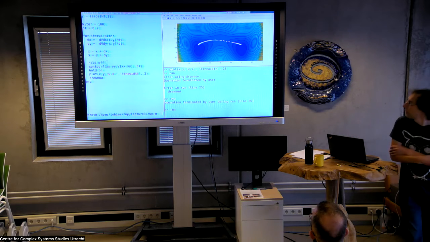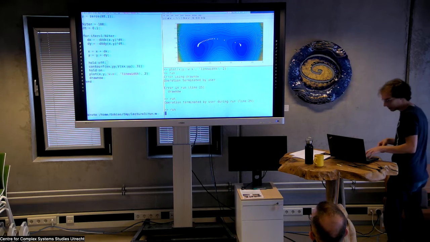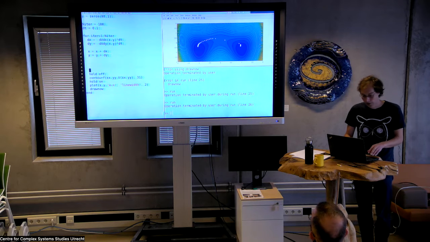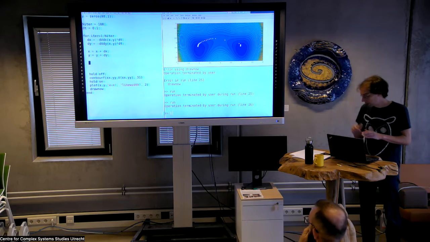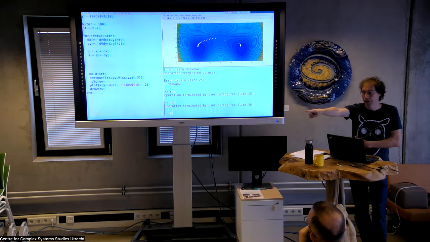Is that visible despite the noise? Yeah, I think so, right? Yeah. So the only thing that is missing is the reparameterization, and that's maybe also the hardest step. So what I would do here is I need to compute this L of t function.